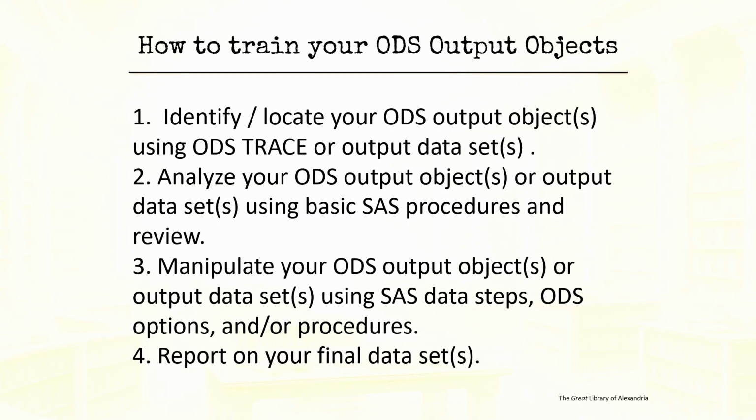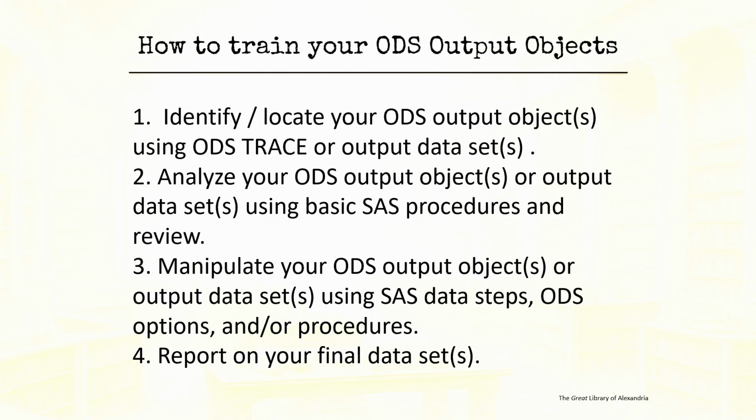There are 4 basic concepts involved. The first is to identify or locate your ODS output objects. This is done using either ODS trace or looking at your results window in whichever platform of SAS you're using. Number 2 is to analyze your ODS output objects and take a look at exactly what is in them. Then you want to manipulate those ODS output objects using SAS data steps, SAS options, et cetera, and then finally report on the SAS data set.